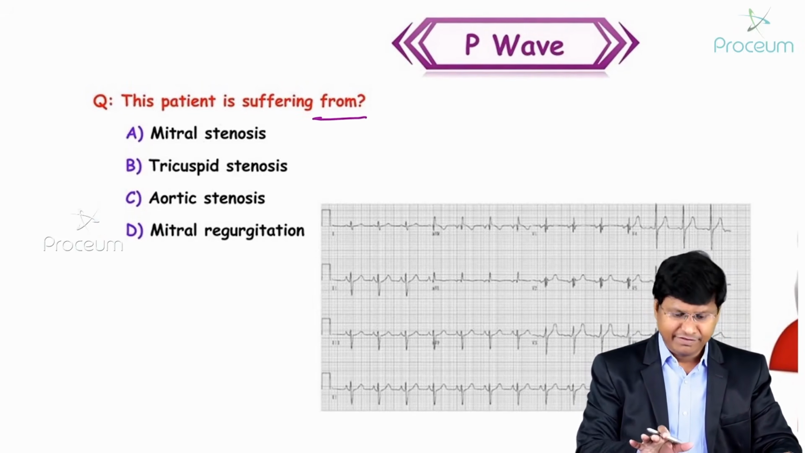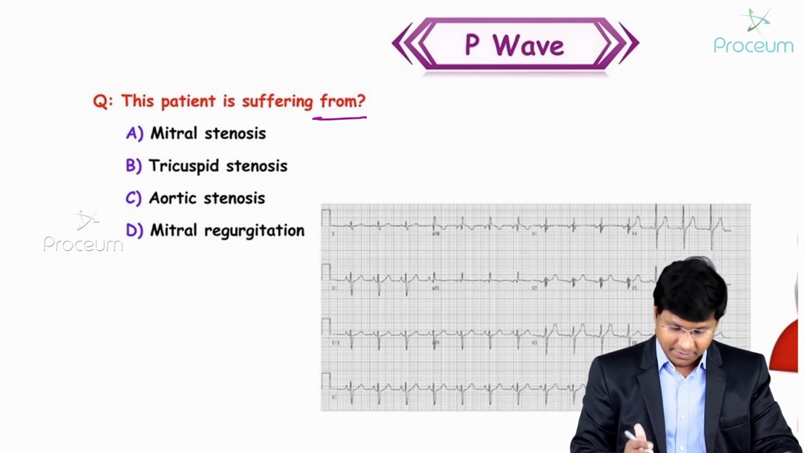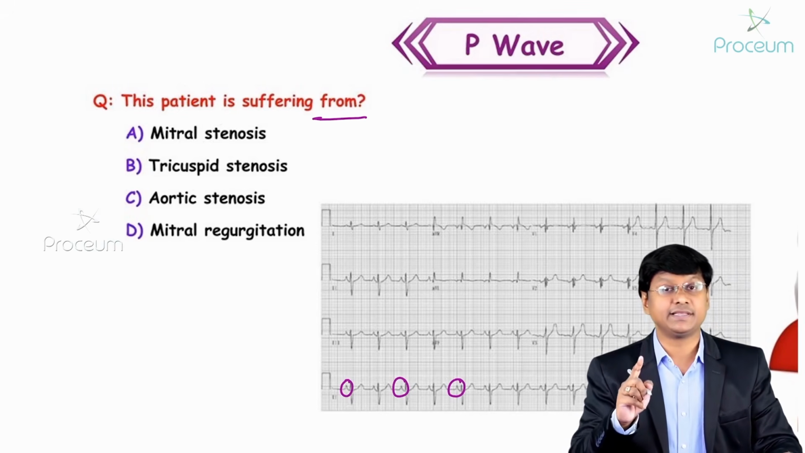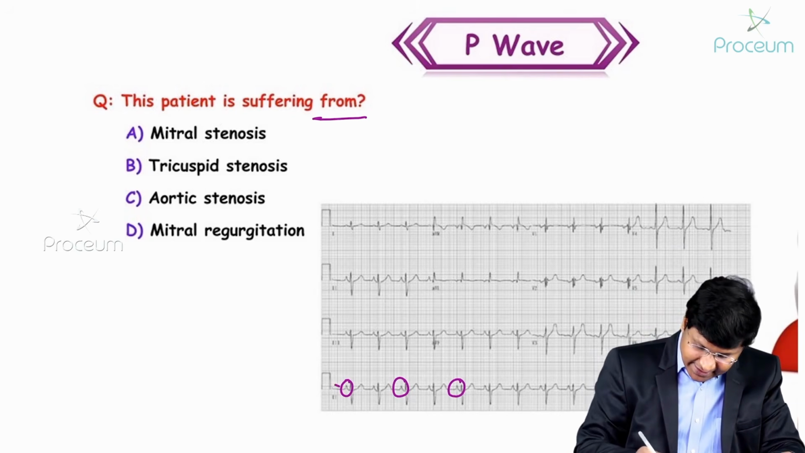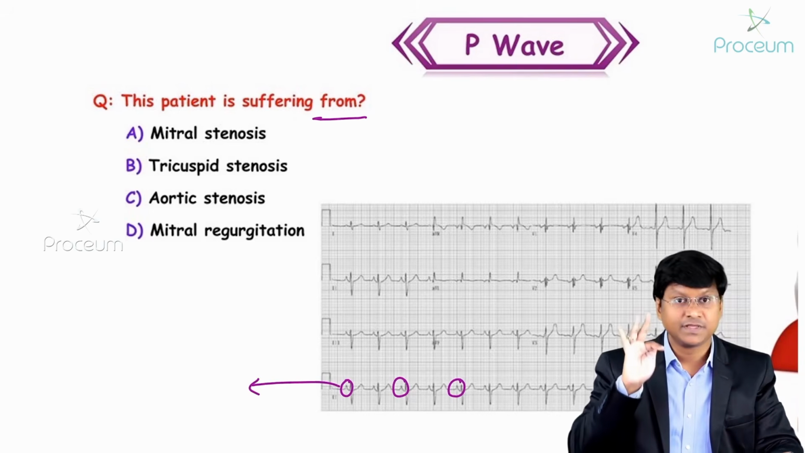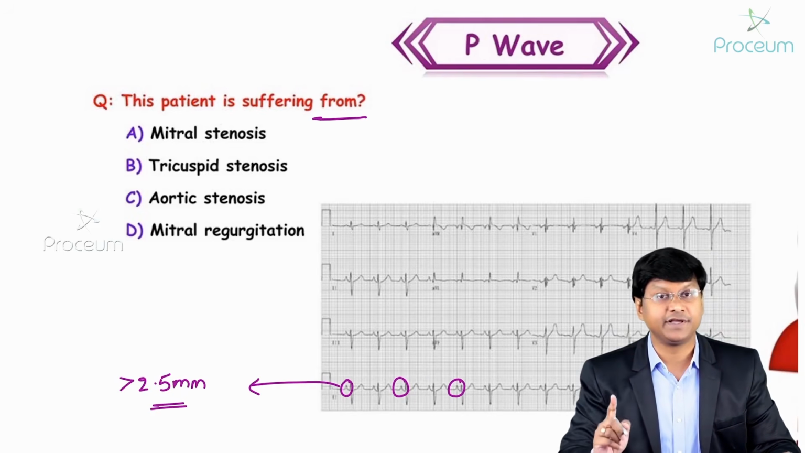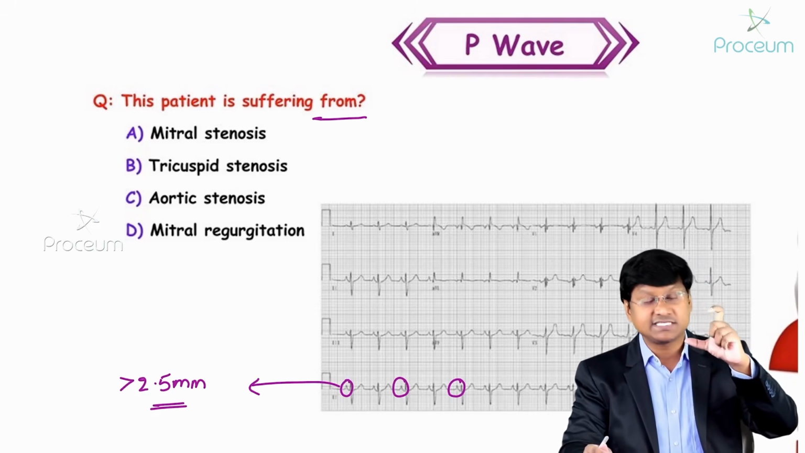Now when we are discussing the P wave, I'll be discussing mainly the abnormalities of the P wave in the ECG. You see this P wave here, this is your P wave. Now what should be the normal P wave amplitude? Less than 2.5 mm, and if you calculate the P wave amplitude here, it is occupying 3 small boxes. That means the amplitude is more than 2.5 mm. So this particular patient has increased amplitude of the P wave.